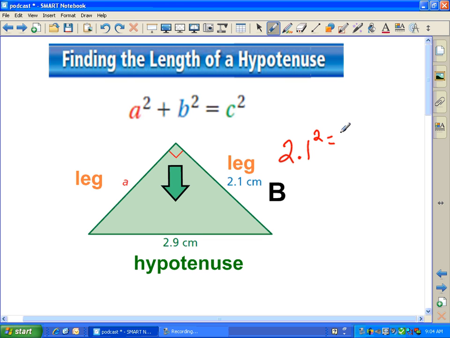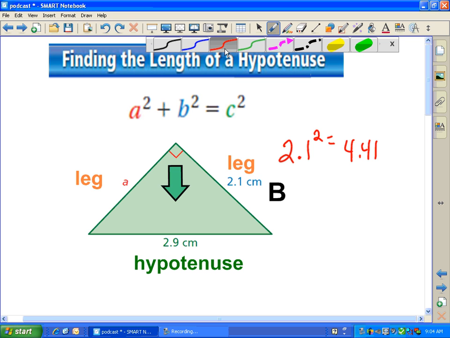Remember, squaring a number means to multiply it by itself. So I'm going to say 2.1 times 2.1 gives me 4.41. Do not multiply 2.1 by 2. That would be cubing. All right, I'm going to square 2.9.